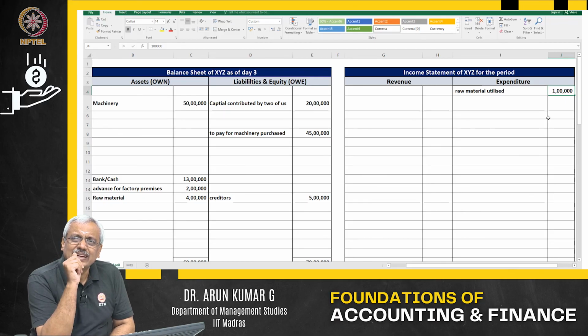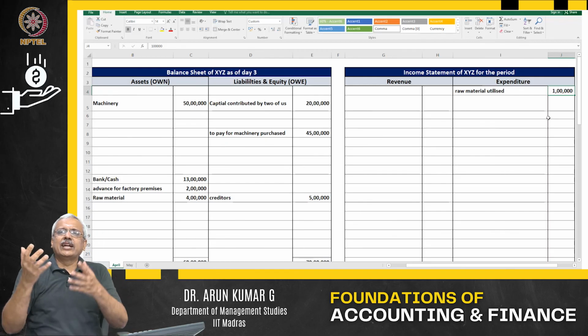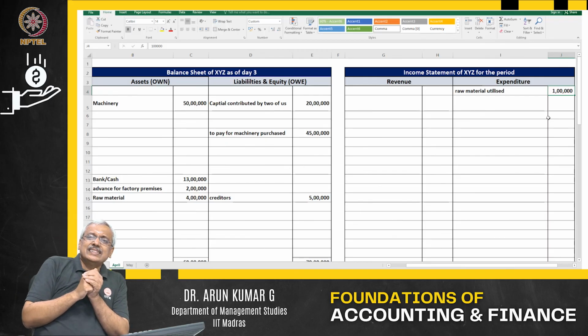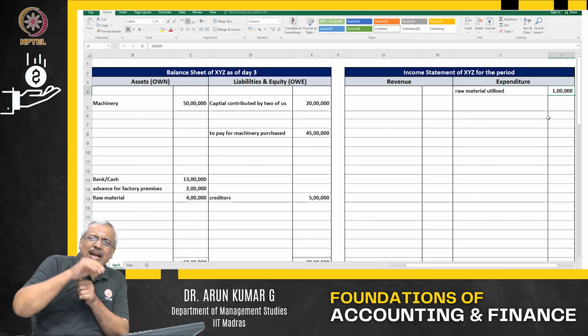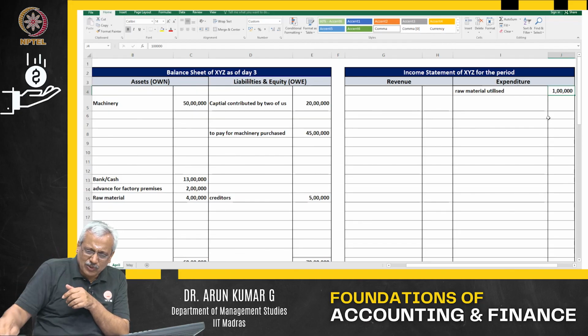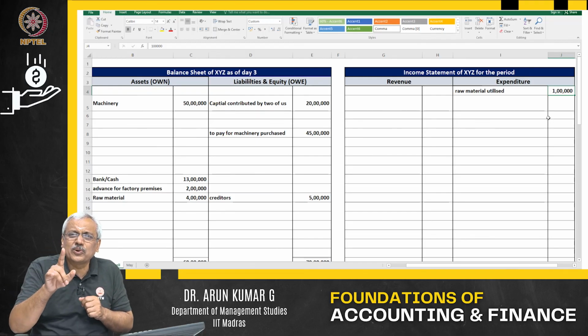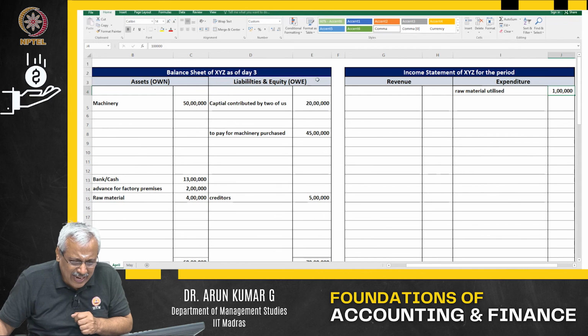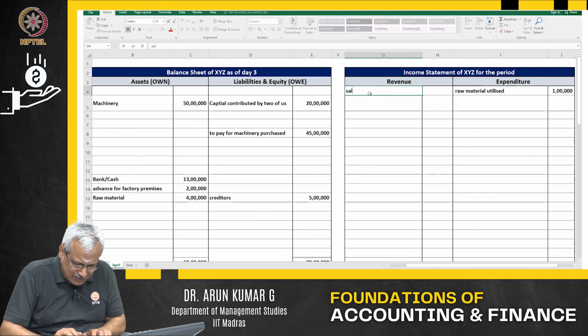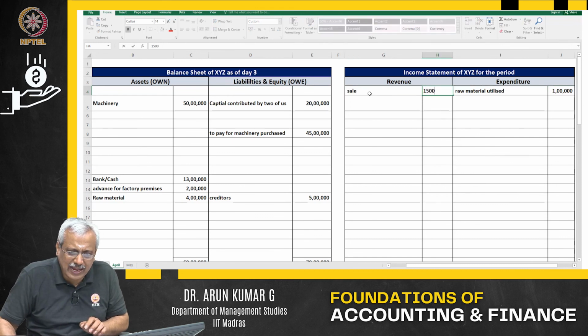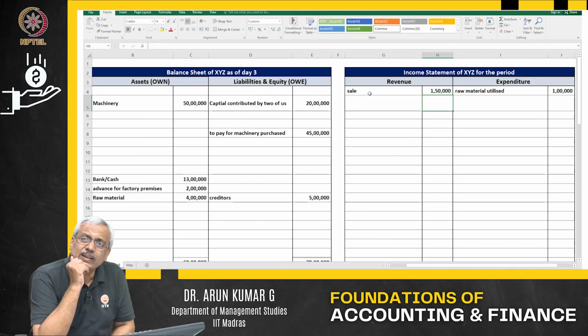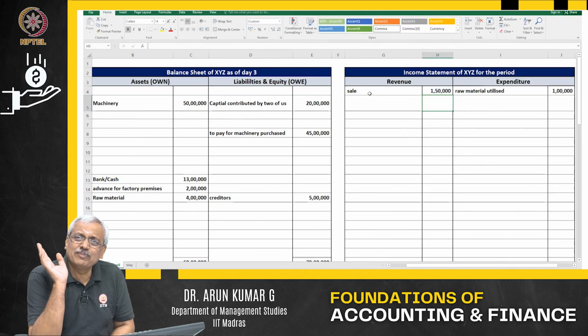What did I say? I produce the end product and sell it for 1.5 lakhs on a 30-day credit. So what has happened? Revenue. The accrual concept applies now. Revenue has accrued, as I have made a sale, and my sale is worth about 1.5 lakhs.